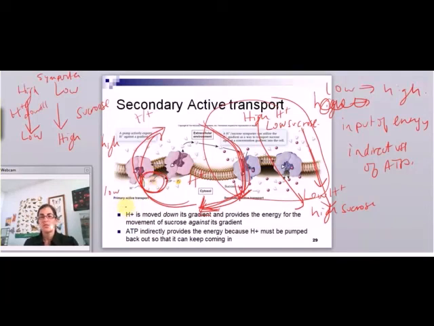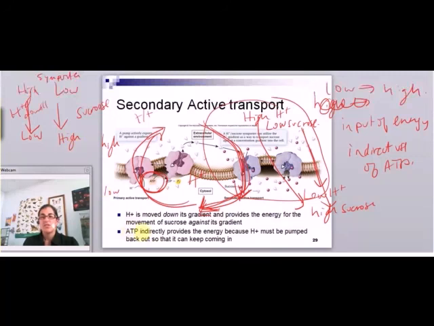So let me summarize this one more time. Over here, the same protein is going to move hydrogen down its gradient, and that provides the energy for the sucrose to move against its gradient. So it's a symporter. It's moving both of them at the same time, but for one, it's down the gradient, and for the other, it's against the gradient.